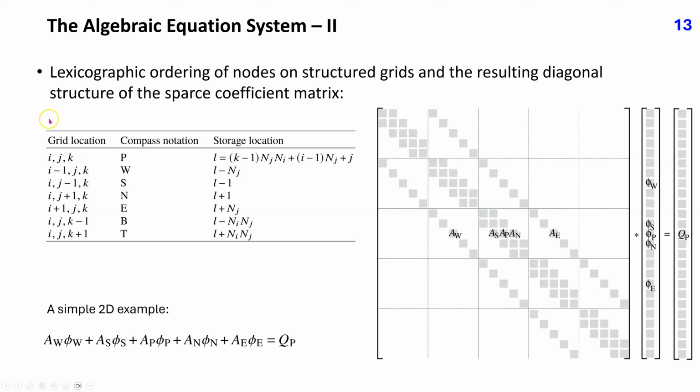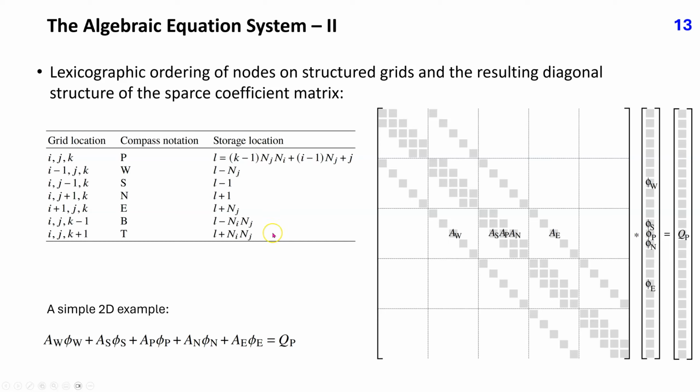This table shows the conversion between grid indices I, J, K, the compass notation P for center, W for west, S for south, N for north, E for east, B for bottom, and T for top. And the possible storage notation is used in most sample codes that I am providing. Here, Ni is the number of nodes in I direction, including boundary nodes, etc.